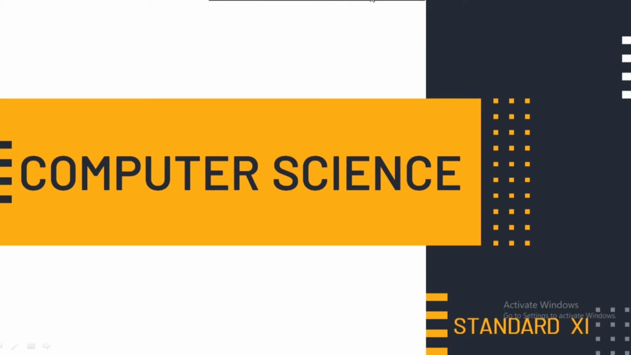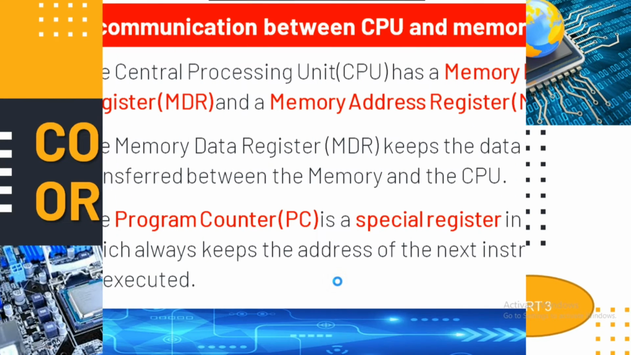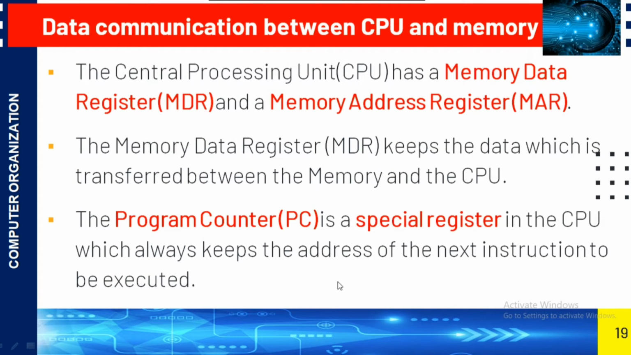Hello students, in this video class we are going to discuss 11th standard computer science, chapter 3, computer organization, part 3. In the previous video class we discussed the basics of the microprocessor and its characteristics. Now in this video class we are going to discuss data communication between CPU and memory.